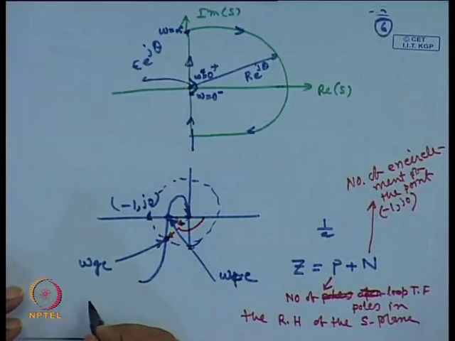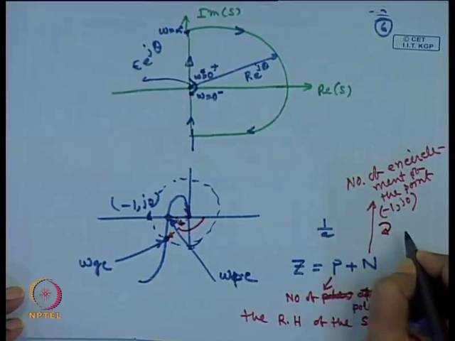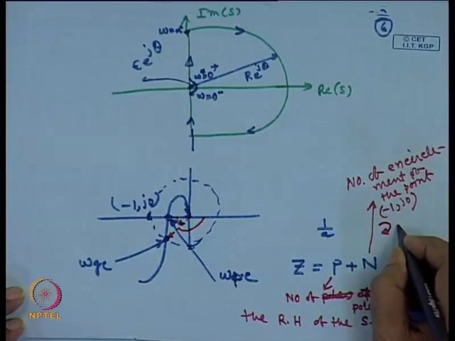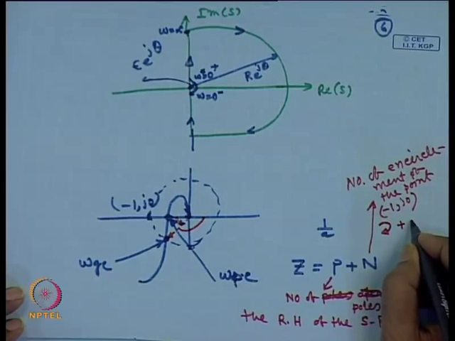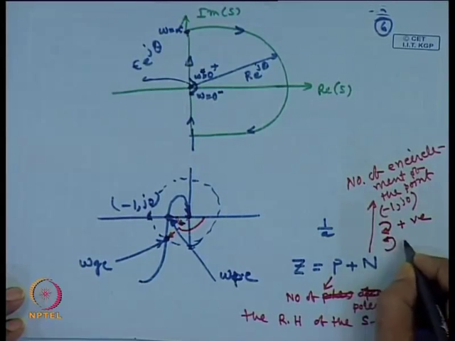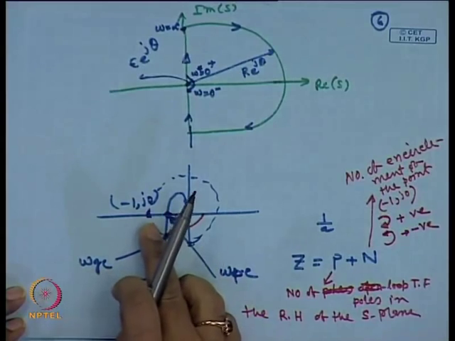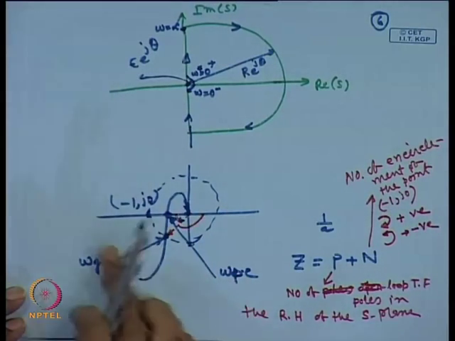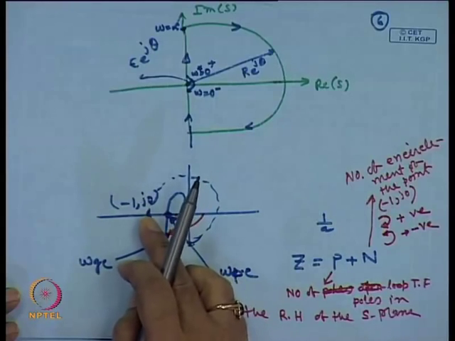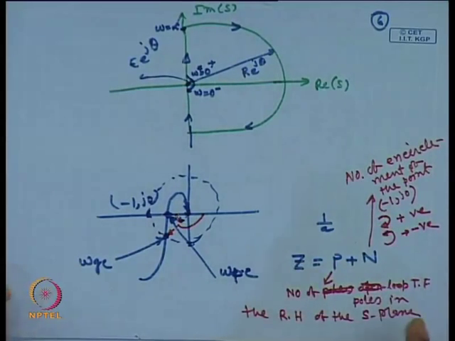If the polar plot encircles the minus 1 point in the clockwise direction, its sign will be considered positive. If it encircles the minus 1 point in the anticlockwise direction, its sign will be considered negative. That means if the polar plot encircles the minus 1 point clockwise twice, we will write plus 2. If it encircles the minus 1 point counterclockwise twice, we will write minus 2, the sign is minus.